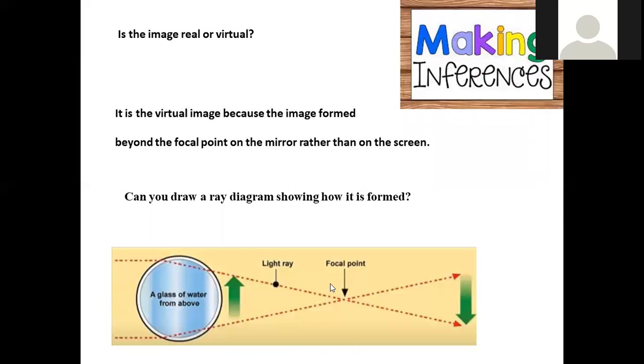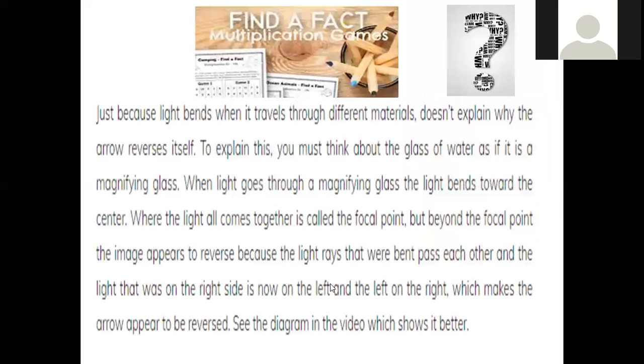Let us find the exact reason. Just now we explained the reason for that. This is the exact reason: this is purely because of refraction of light. What is meant by refraction of light? Light bends when it is traveling from one material to another, otherwise one medium to another medium. And the arrow reverses itself when it is passing from a lighter medium to a denser medium.